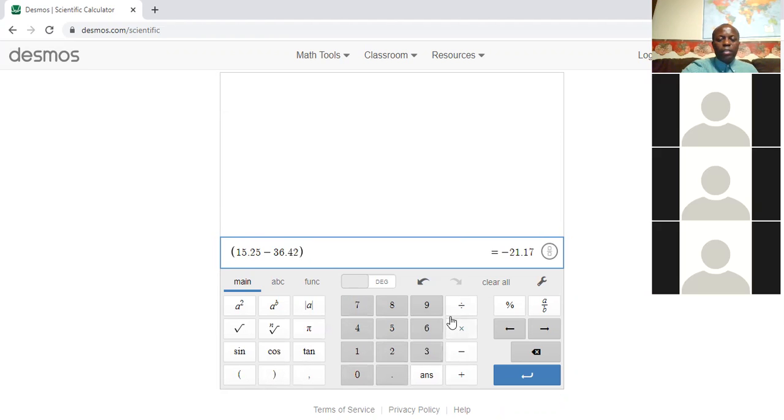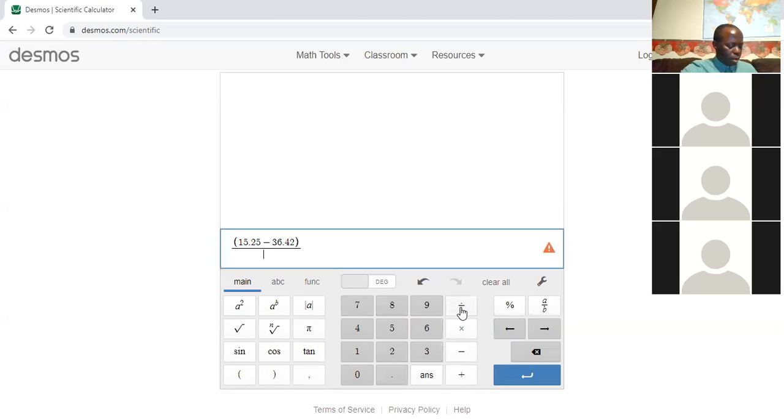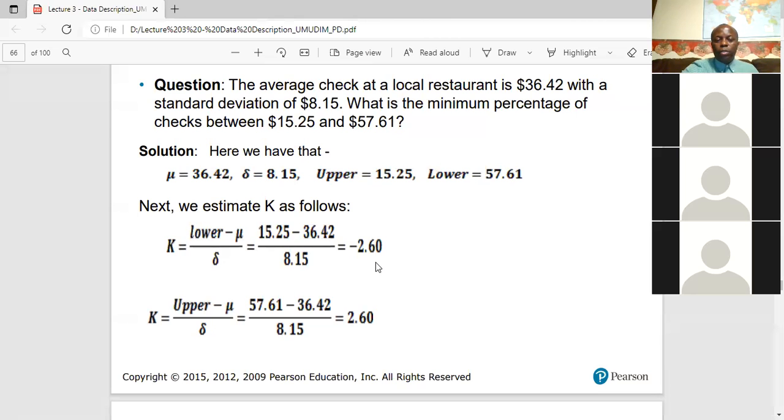Okay, divided by standard deviation of 8.15. You can see negative 2.597, which is negative 2.6 approximately. And that's why I write negative 2.6 here, negative 2.60. Now, if you use the upper end, you get the same results. Let's double check it.